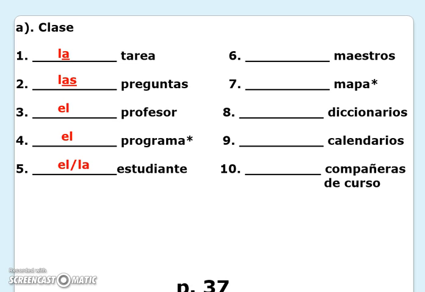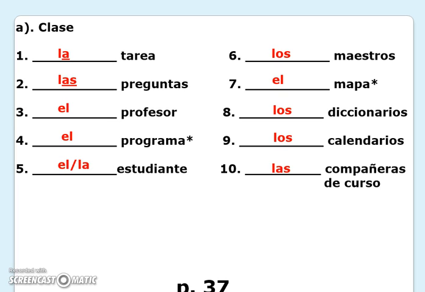Estudiante, remember if a word ends in an E and it's a noun that refers to a person, if that person, or student, is a male student, it's el estudiante. If it's a female student, la estudiante. Los maestros. El mapa, because it's an exception to the masculine-feminine rule. Los diccionarios. Los calendarios. And las compañeras de curso.